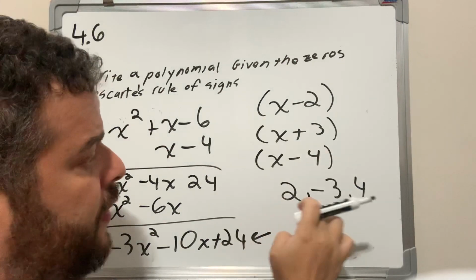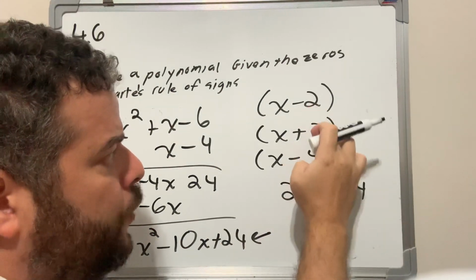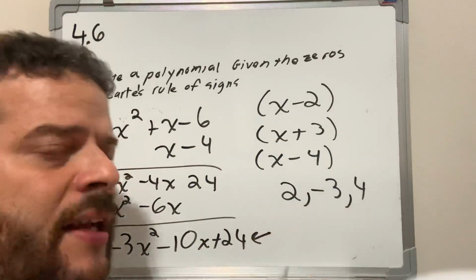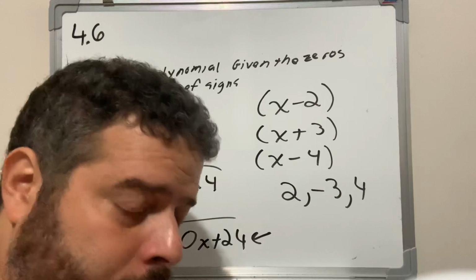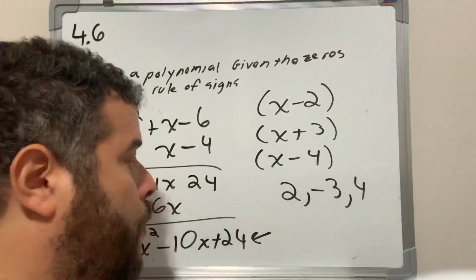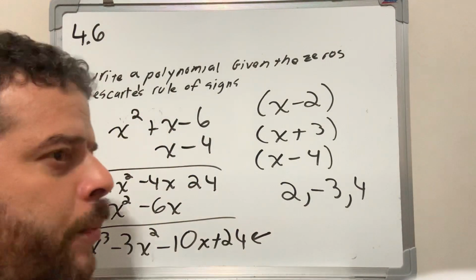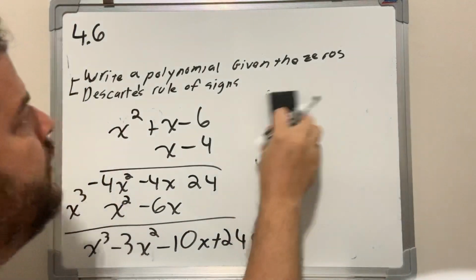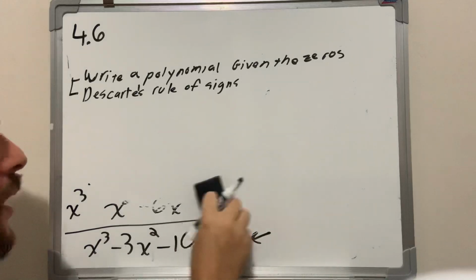Again, given the zeros, you create your factors. Once you have your factors, you multiply. The answer is the polynomial you're looking for. Okay, for the Star Wars fan, this is the polynomial you are looking for. That's it for writing a polynomial.